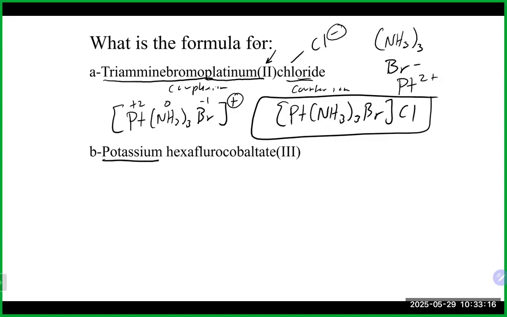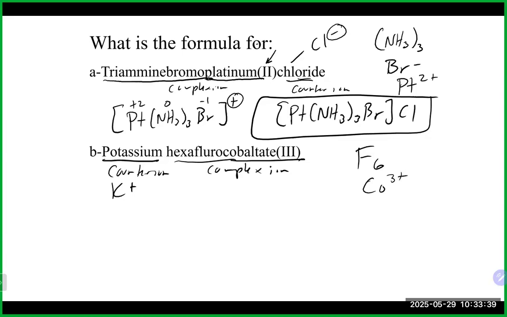Coming out the second one, that's potassium. That is my counter ion because the transition metal there is not at the end with the Roman numeral. This part here is my complex ion. So I know potassium's K+ is my counter ion. Hexafluoro means I've got basically 6 fluorines, and cobaltate(III) means I have a cobalt with a +3 charge.